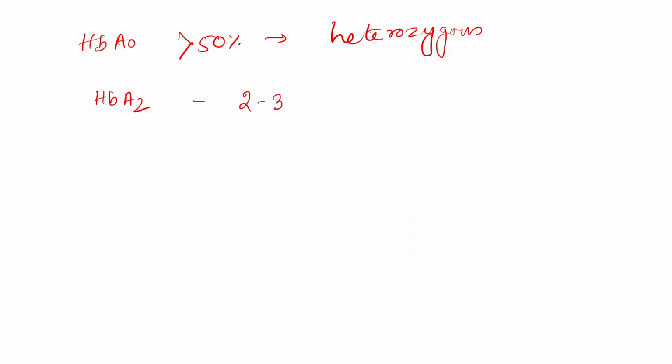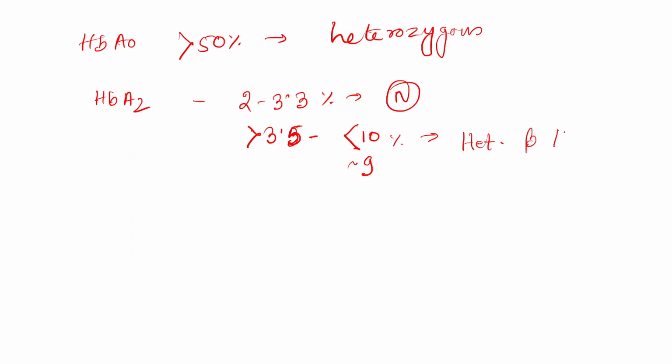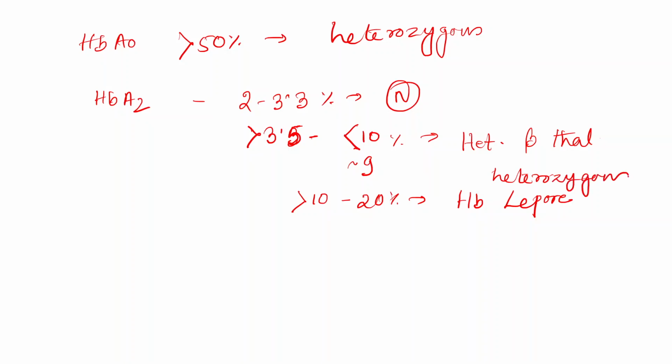If HbA2 is within 2 to 3.3 percent, it is normal. But if it is more than 3.3, sometimes we take it as 3.5 also. If it is more than 3.5 till less than 10, like 9, then this is heterozygous beta thalassemia. Okay. If it is more than 10 to 20%, we call it HbLepore. But obviously heterozygous. Okay.